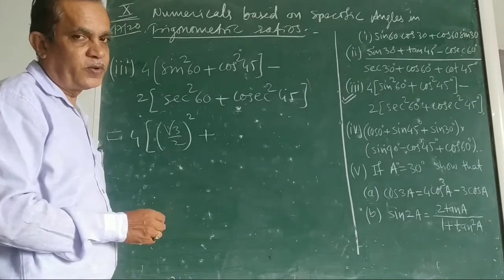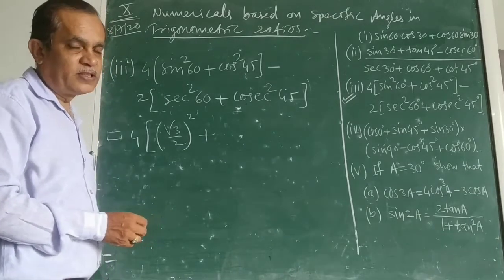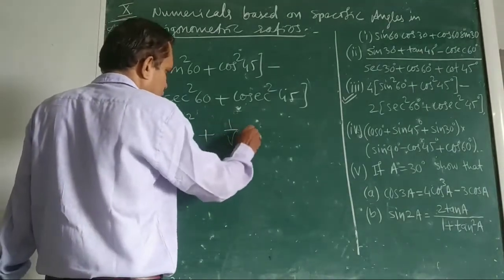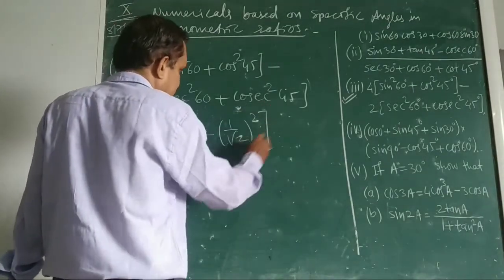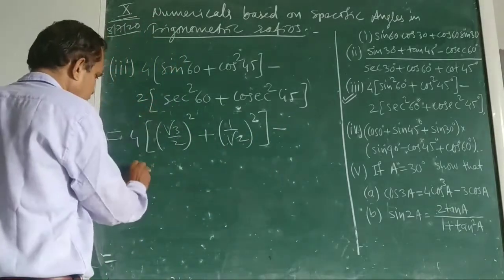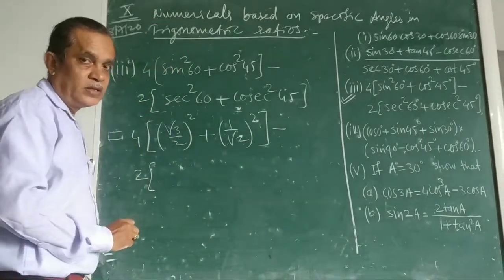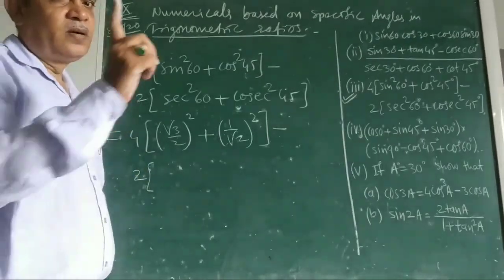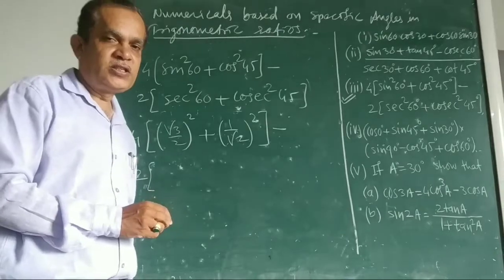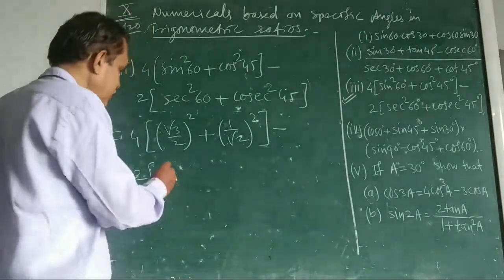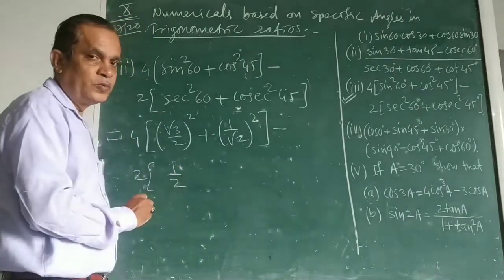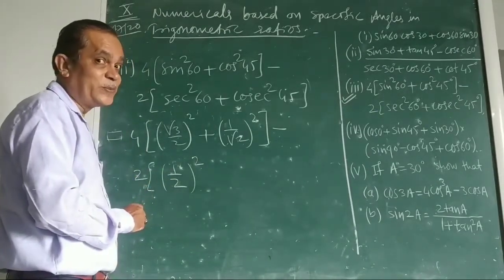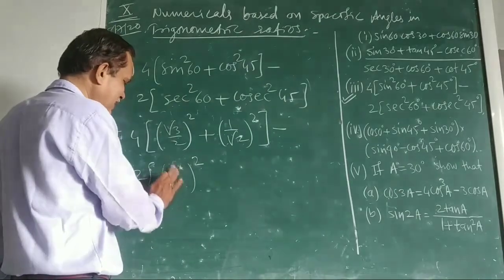What is cos 45? Sin and cos 45 is same. Yes, 1 upon root 2, very good. 1 upon root 2 bracket square minus 2 bracket sec square 60. Sec is reciprocal of cos. So cos 60 is 1 upon 2. See, 1 upon 2 bracket square. Is it reciprocal of 1 upon 2? So 2 upon 1 is this.